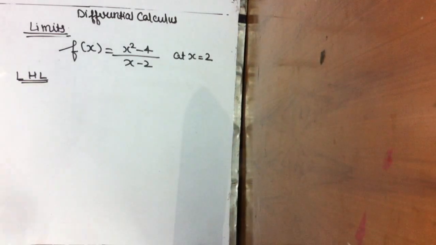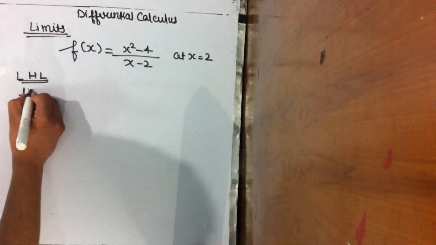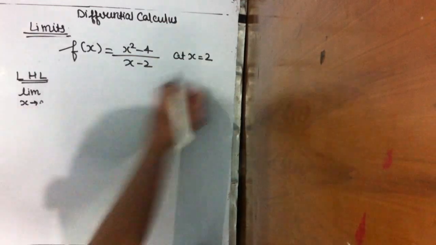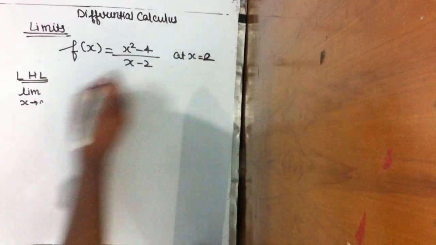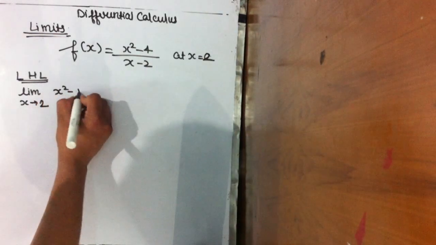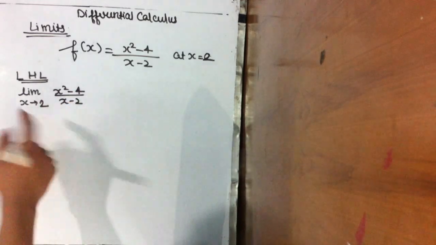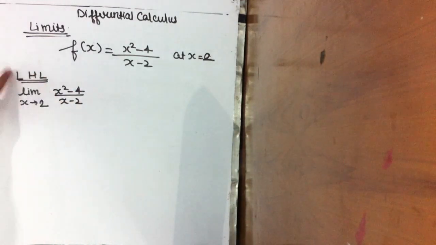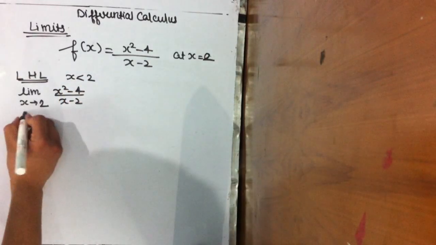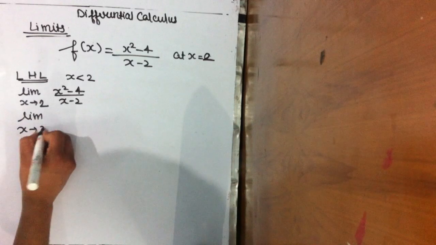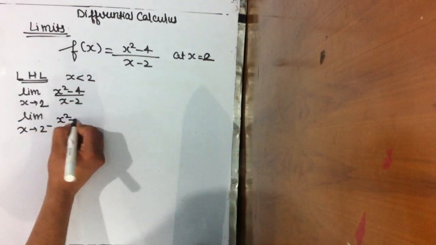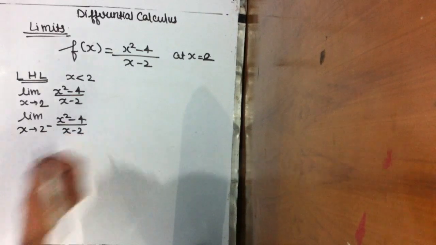How to calculate left hand limit? We'll write limit x approaches 2, x square minus 4 divided by x minus 2. Now as already discussed, in left hand limit we have to take x less than 2. This implies limit x approaches 2 negative side, that is slightly lesser side, of x square minus 4 divided by x minus 2.